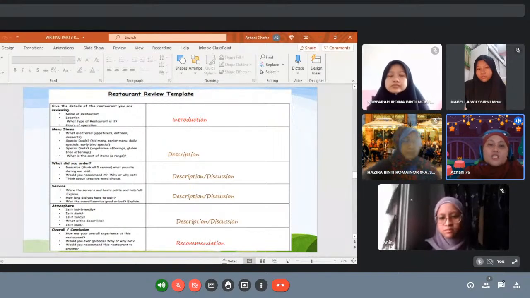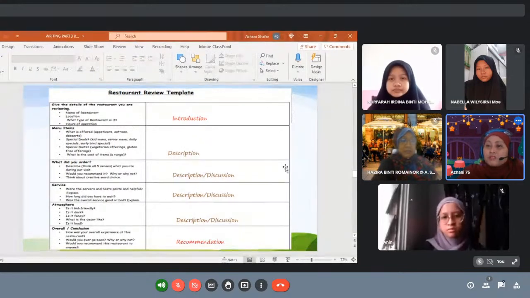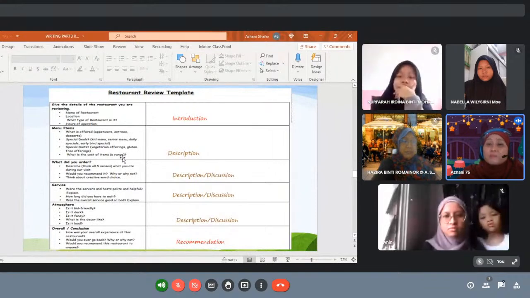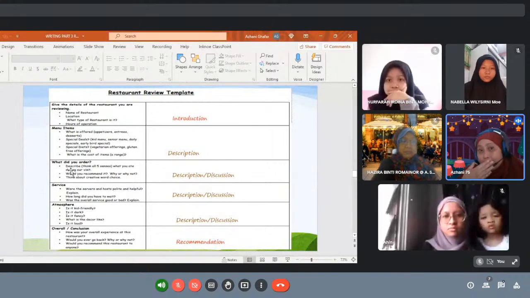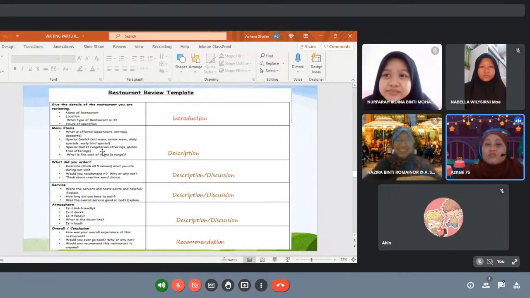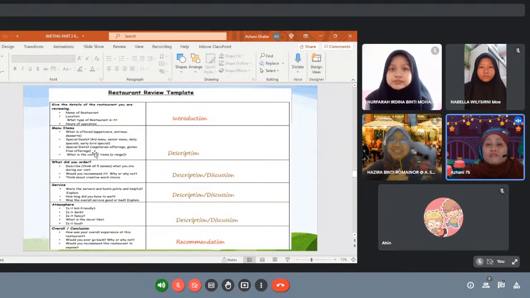Special diets, vegetarians. This should be a part of your review. If you are a vegetarian, you might want to have that. Vegetarian offerings, gluten-free offerings. These are for health-conscious people, unlike me. What is the cost of items? Of course, you have the price for each menu item.